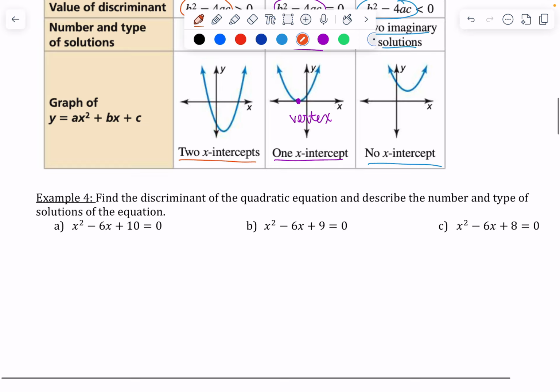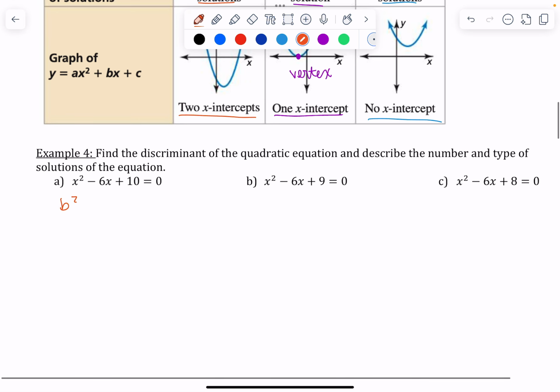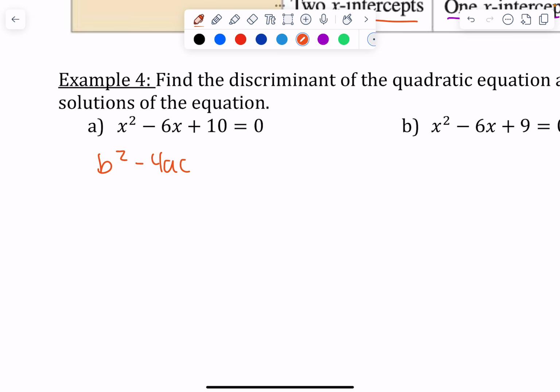So in this next example, we're not being asked to go all the way and find the solution to these equations, but we are being asked to find the discriminant and then to use that information to describe the number and the type of solutions that the equation will have. So the discriminant formula is b squared minus 4ac. Here our b value is negative 6, our a value is 1, and our c value is 10. So that means we have 36 minus 40, which is negative 4.